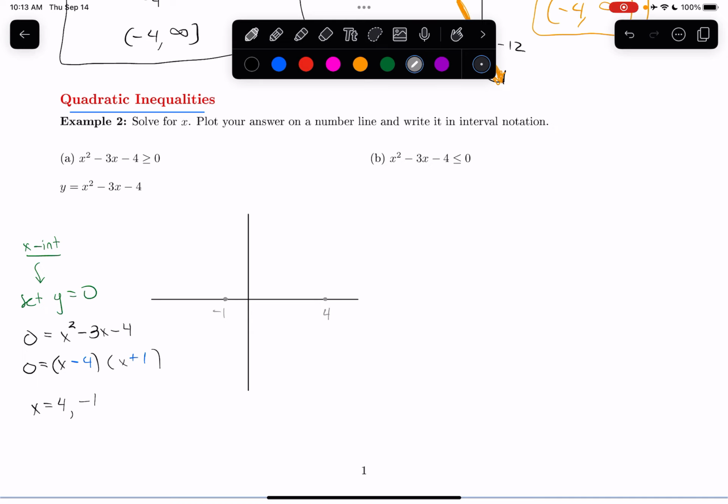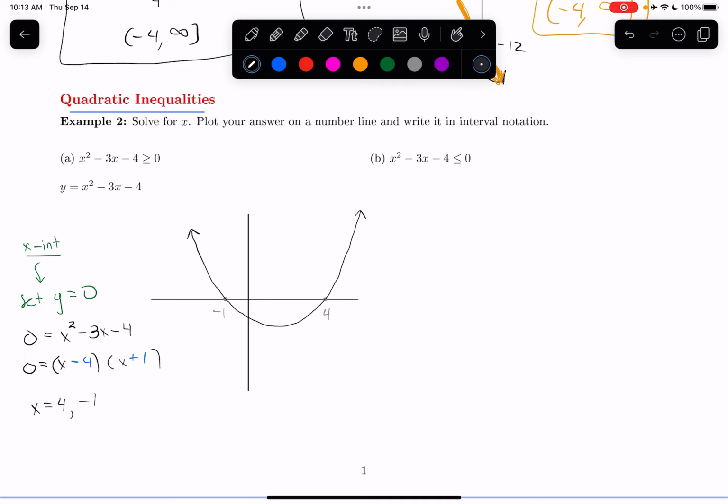The other thing that's helpful to know is that the graph of a quadratic is a parabola. It's either an upward-facing or a downward-facing parabola. In this case, the leading coefficient, the number in front of the x squared, is technically a 1, and that's positive. Because of that, it's going to be an upward-facing parabola. So let's sketch that in: an upward-facing parabola going through those two points. Having the x-intercepts and the shape of the parabola is good enough for our purposes.